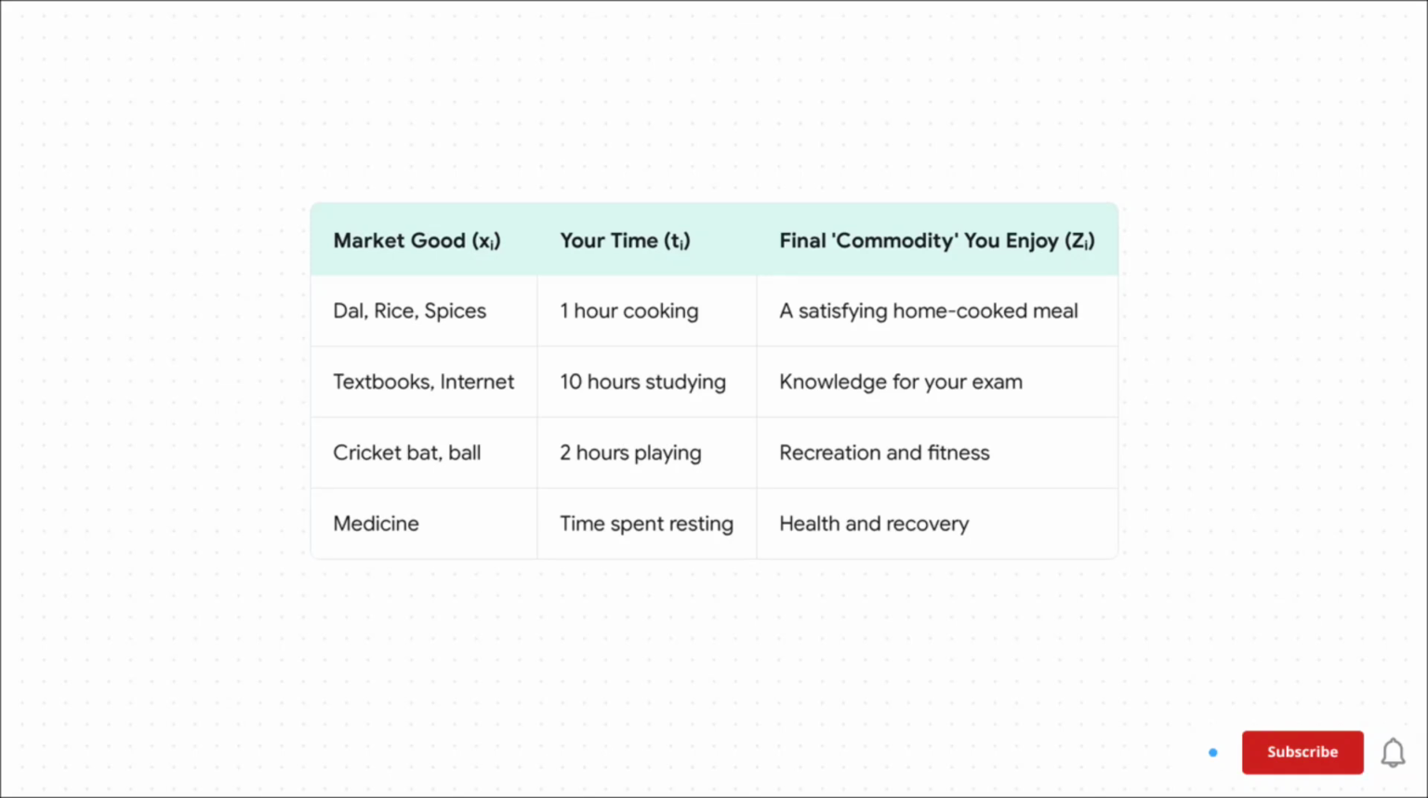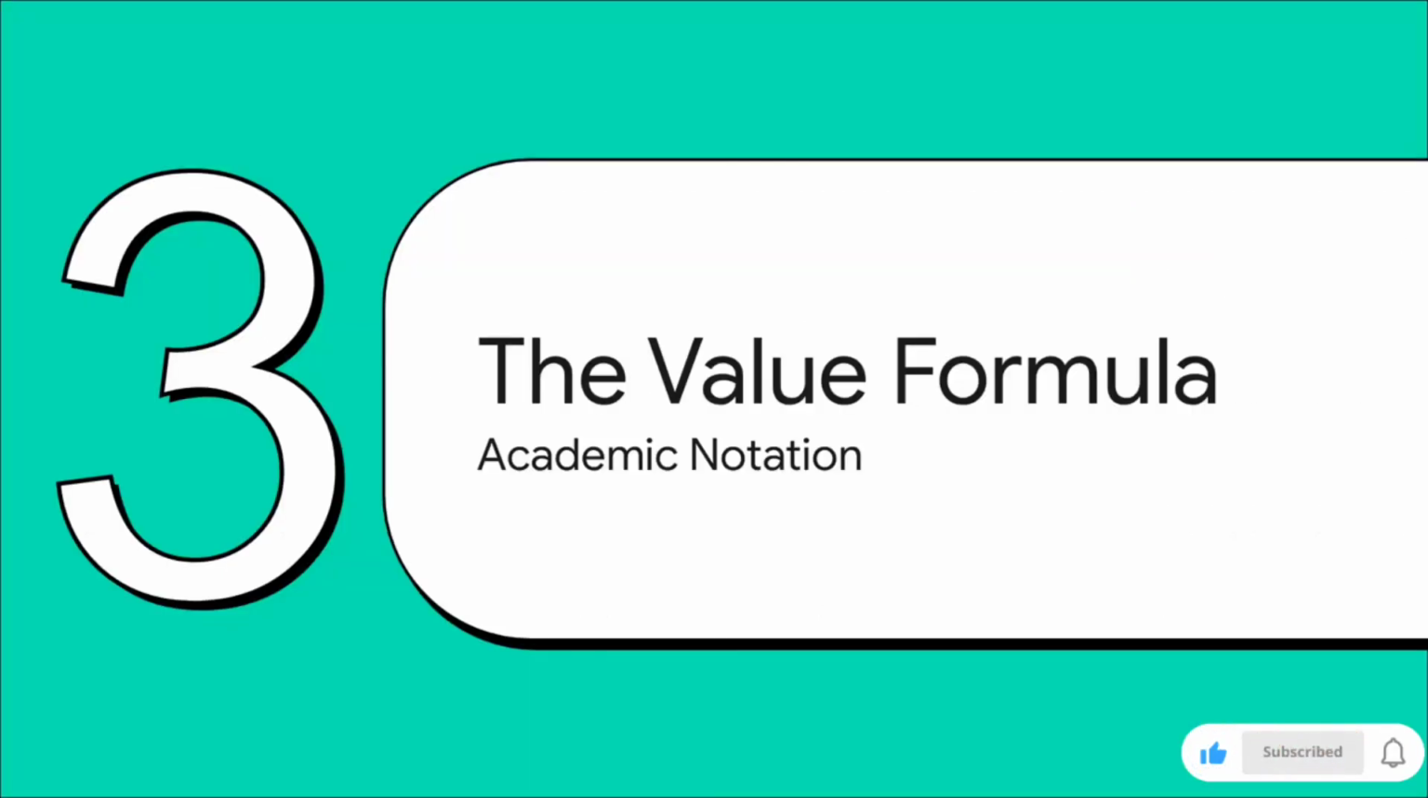And to make this crystal clear for your examiner, you've got to use examples they can relate to, something from our own context. We don't just want dal and rice. What we really want is that satisfying home-cooked meal. We don't just want a cricket bat. We want the fun, the recreation, the fitness that comes from playing. See how that works?